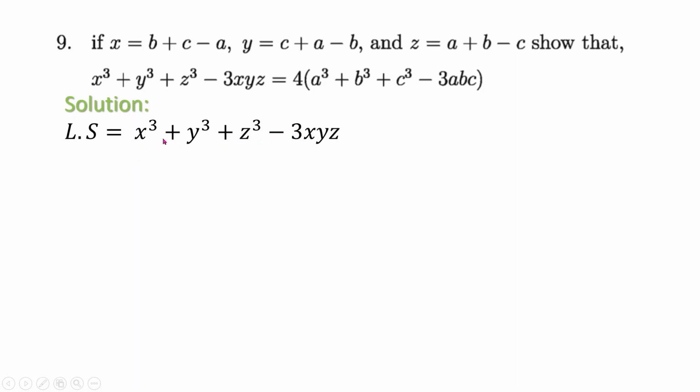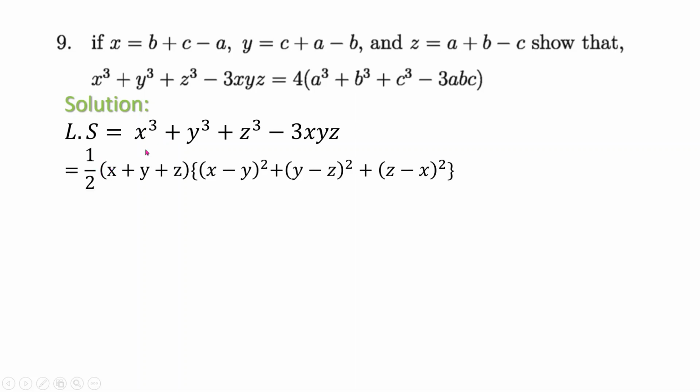And we know from corollary 1 that x cube plus y cube plus z cube minus thrice xyz is equal to half of (x plus y plus z) into [(x minus y) whole square plus (y minus z) whole square plus (z minus x) whole square]. And putting the values of x, y, z, we get this.